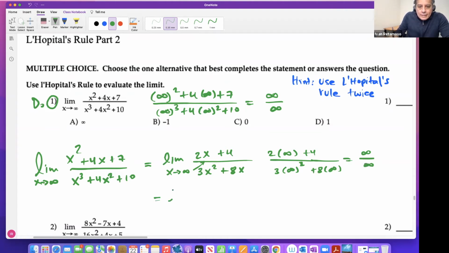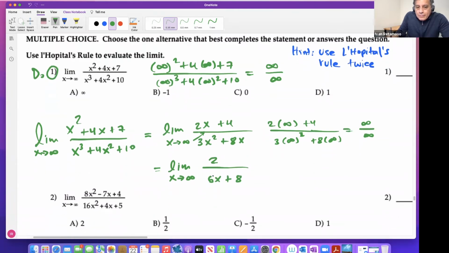So again, apply L'Hopital's rule. The derivative of the numerator is 2. The derivative of the denominator is 6x plus 8. Substitute infinity again, but this time the good news is that it will work. You will see. This is just 2 over 6 times infinity plus 8. A huge number in the denominator with 2 on top, in the limit, is 0, right? So this one is 0. Very good.